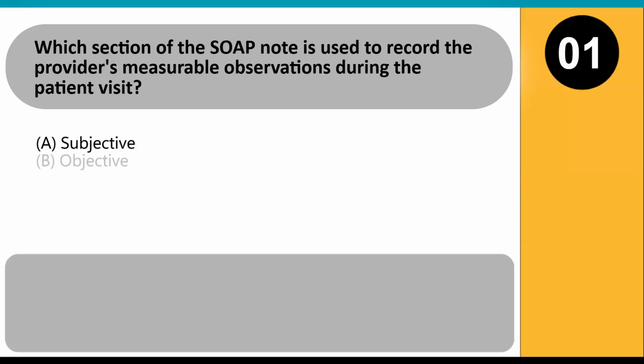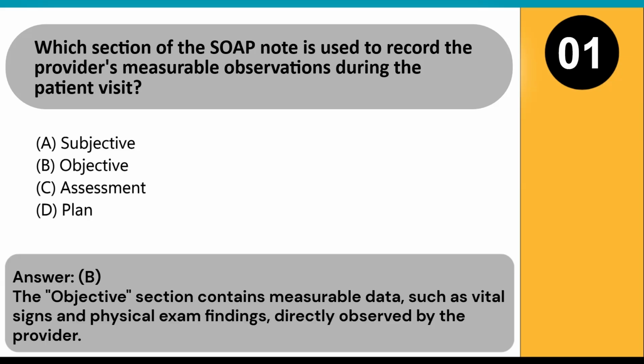Which section of the SOAP note is used to record the provider's measurable observations during the patient visit? A. Subjective. B. Objective. C. Assessment. D. Plan. Answer: B. The objective section contains measurable data, such as vital signs and physical exam findings, directly observed by the provider.